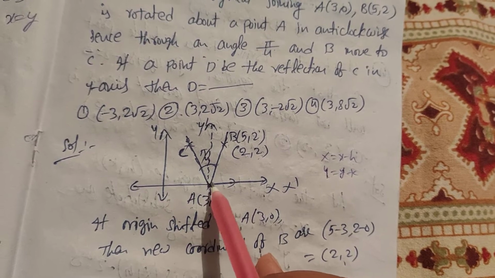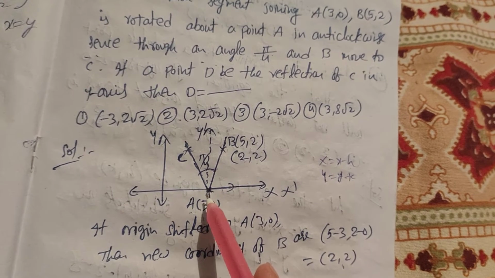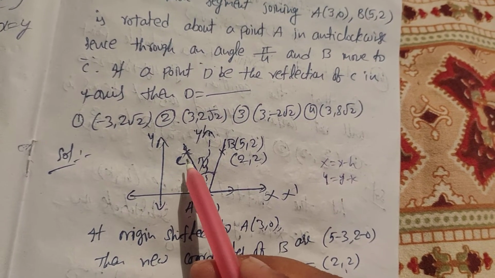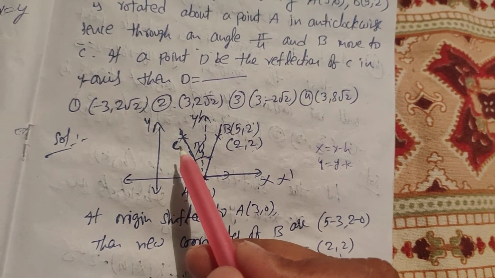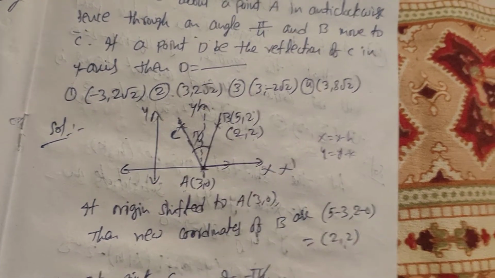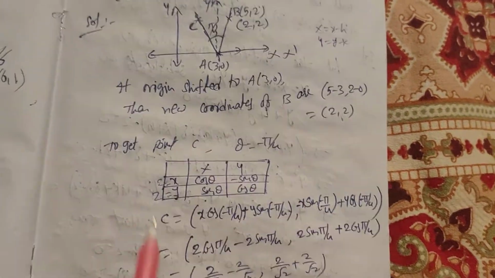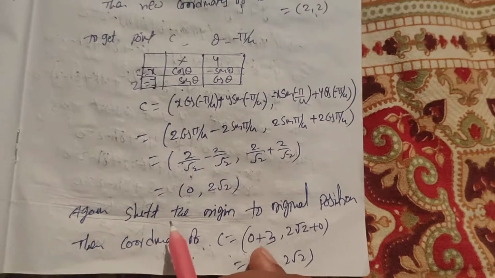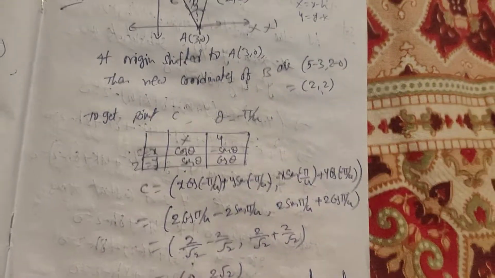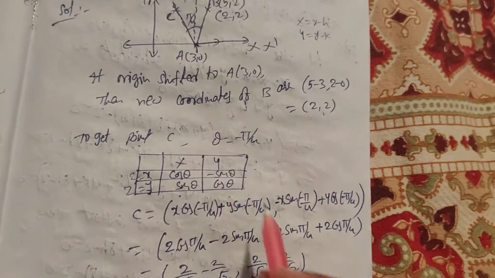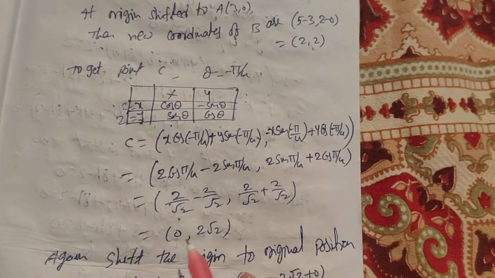That means it is the new coordinates of C according to changing the axis. So now we are going to find the original points of C. So original points of C means small x is equal to x plus h and small y is equal to y plus k. Use that one. So now I again shift the origin to the original position, then the new coordinates of C is equal to, that means here x is equal to x plus h.